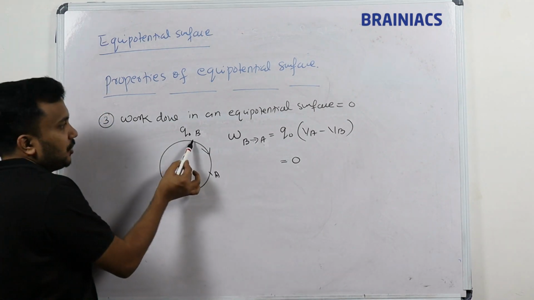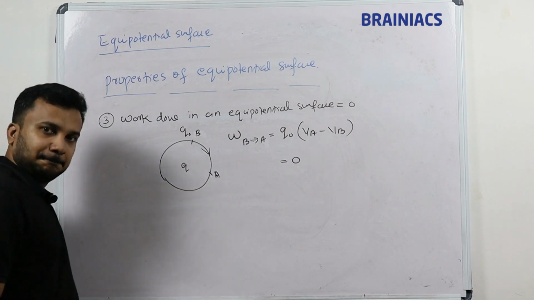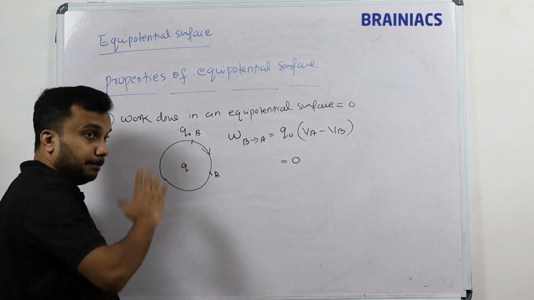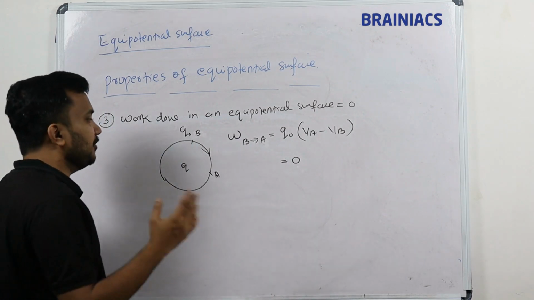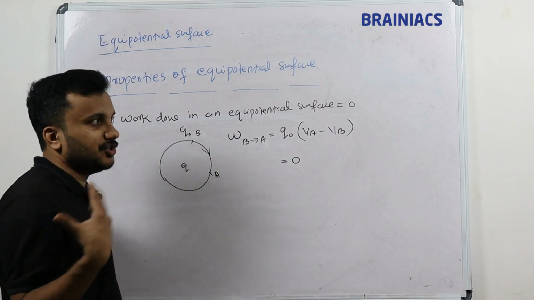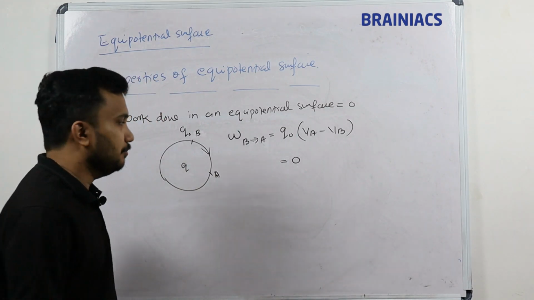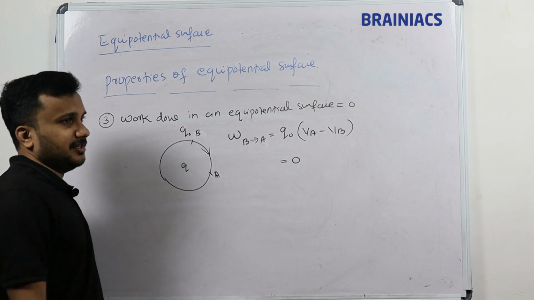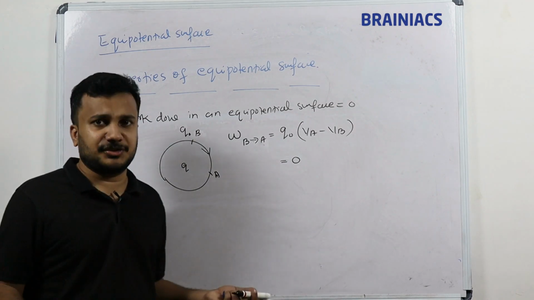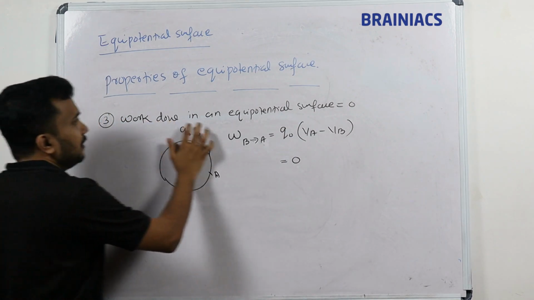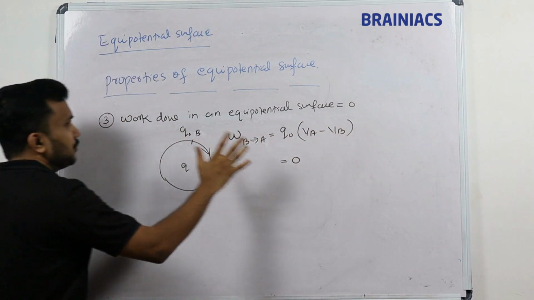If you are moving a Q0 charge from B to A, you are asking me how much energy I have spent. I will say 0 energy I have spent. Why? Because I am doing a work in an equipotential surface. If there are no potential differences, it means you are not doing any work. That is the meaning of work done in an equipotential surface is equal to 0.